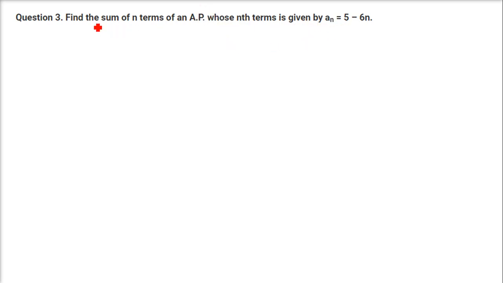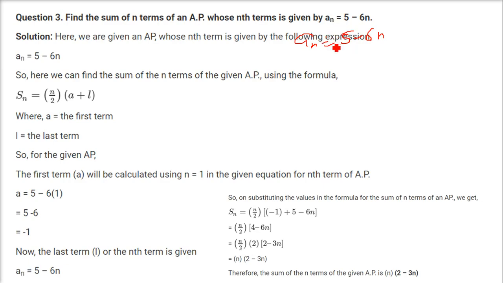This also we have done. Find the sum of n terms of an AP whose nth term is given by this one. So if an is 5 minus 6n, we have to find out the first term. Let us find out the first term. We can find out the nth term also. So here the formula we'll use is n by 2, a plus l.